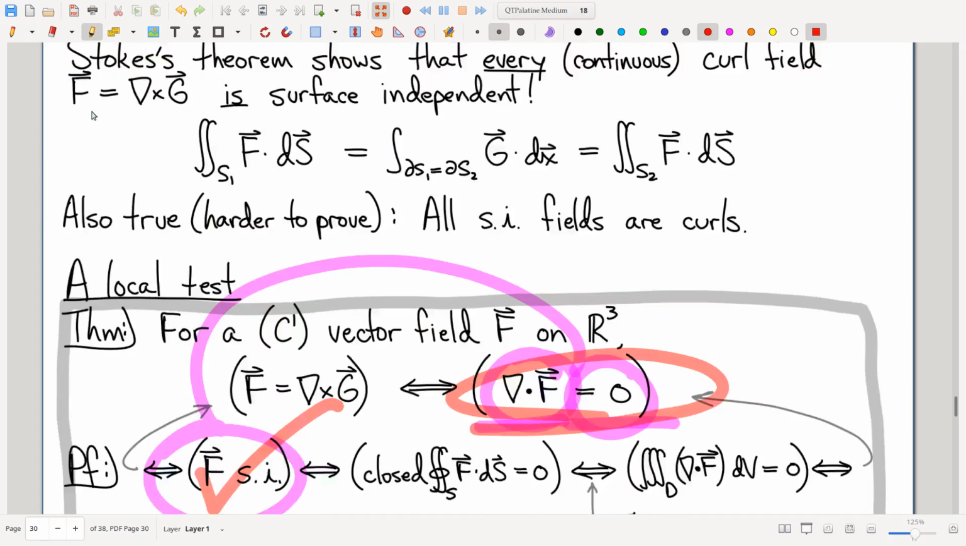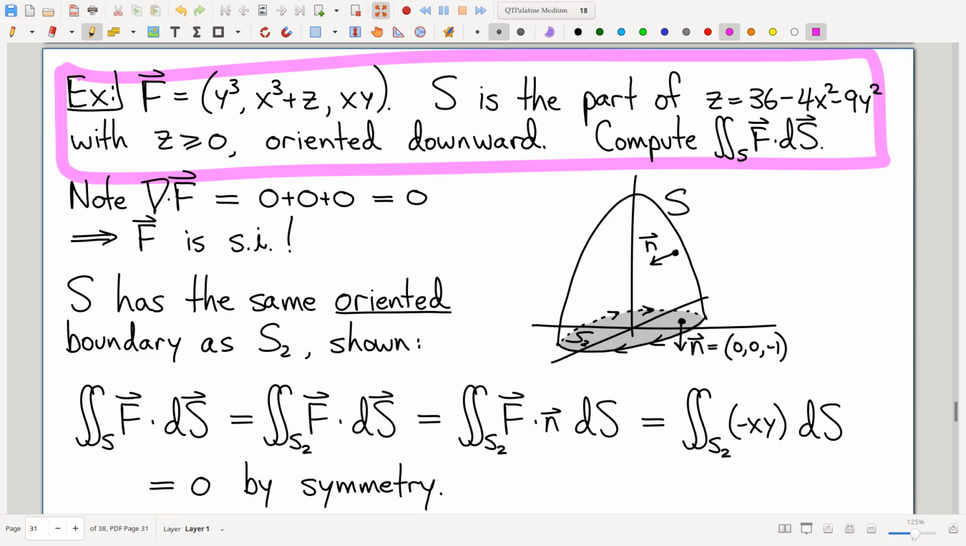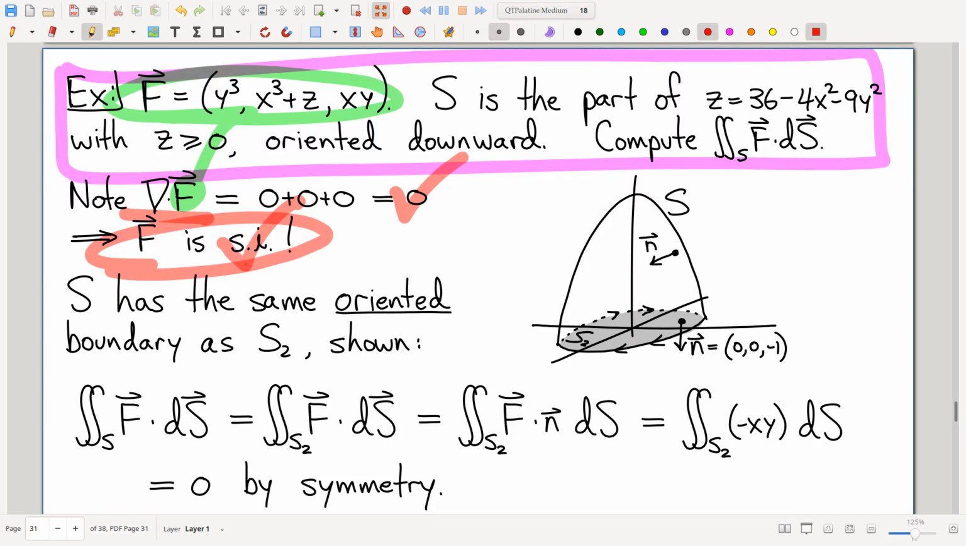Okay, so let's see this in action. Here's an application question. We want to compute a flux. Some vector field's given, some surface is given, fine, whatever. Computing a flux. And again, you have a bunch of different options. You could parameterize, it'd be a kind of a pain. And you could try some other tools. None of those are going to work in this case. Here's what we're going to do. As discussed, we're going to take our vector field and compute the divergence. We get 0. We get to conclude that our vector field is surface independent. That's a big win already.